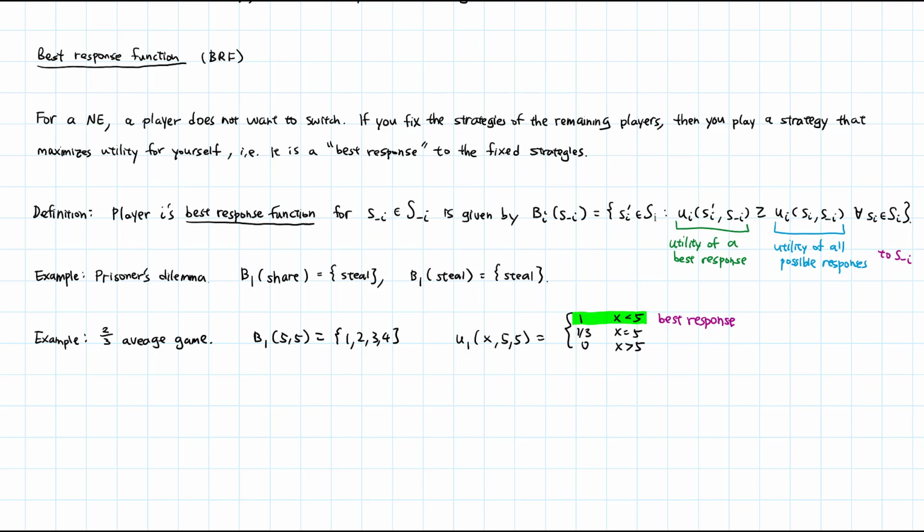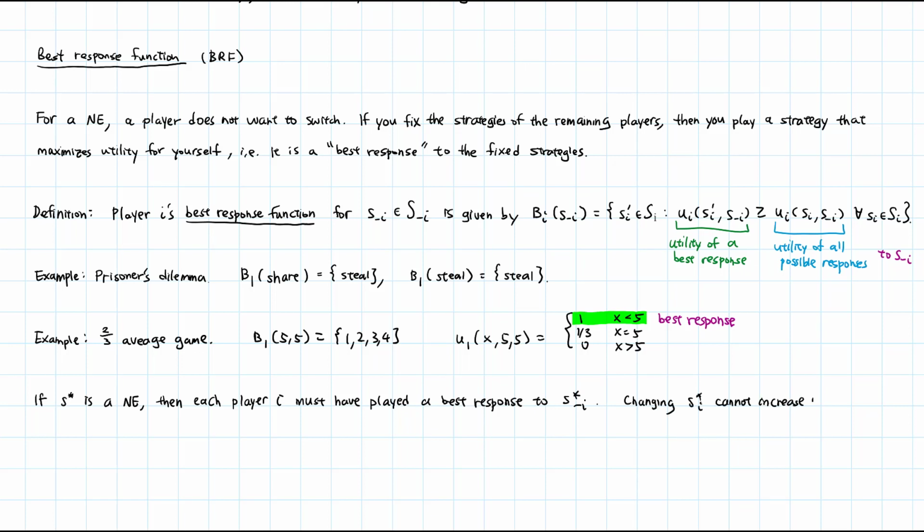Now, what is the relation between the best response function and Nash equilibrium? Well, if s star is a Nash equilibrium, then each player i must have played a best response to s_{-i} star. And that is because changing your strategy cannot increase the utility for yourself. The converse is also true. If you have a strategy profile where everyone plays their best response to the remaining players' strategies, then there is no incentive for any player to change their strategies. So it is a Nash equilibrium.